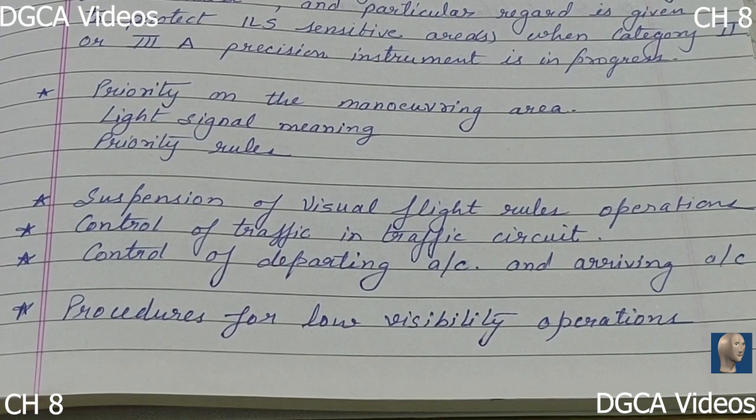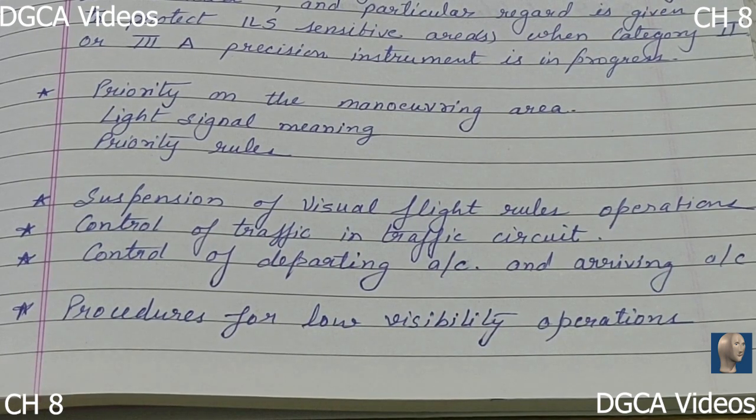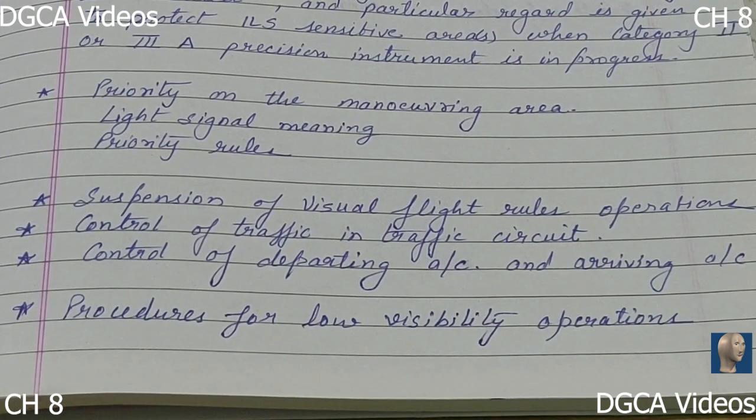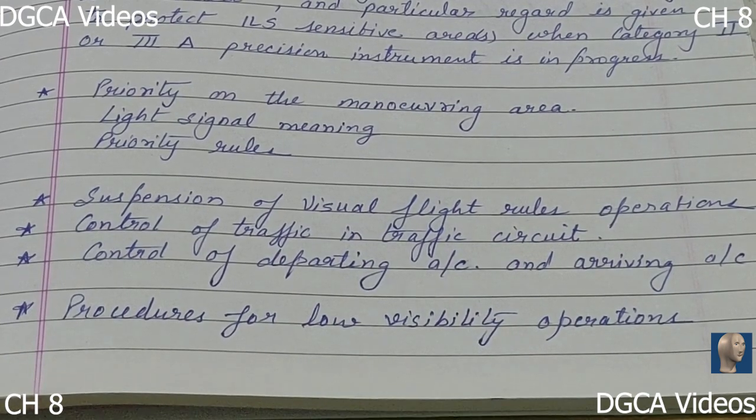Further, we have procedures for low visibility operations. In this condition, persons or vehicles operating on the maneuvering area of the aerodrome shall be restricted to the essential minimum, and particular regard has to be given to protect the ILS sensitive areas when category 2 and category 3A precision instrument operations are in progress.